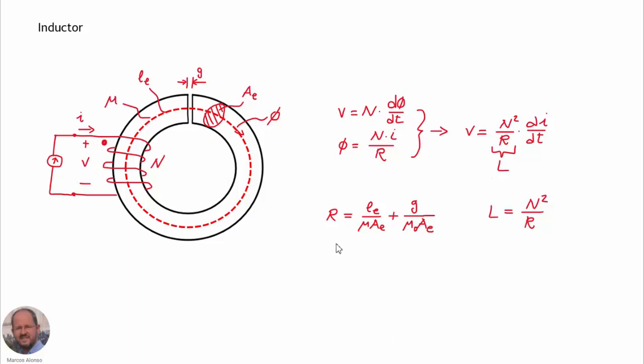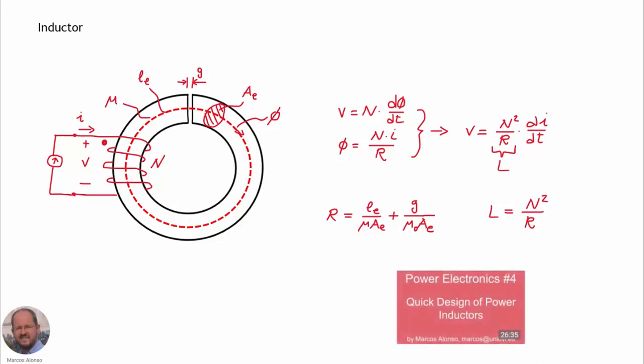Also, we know how to calculate this inductance from the geometric parameters of our core, and this is the expression that we know very well. And then the inductance, this is the expression for the reluctance. The inductance is equal to the square of the number of turns divided by the reluctance. If you are not familiar with power inductors and how to design a power inductor, I recommend you to take a look at this video, Power Electronics number 4, Quick Design of Power Inductors.